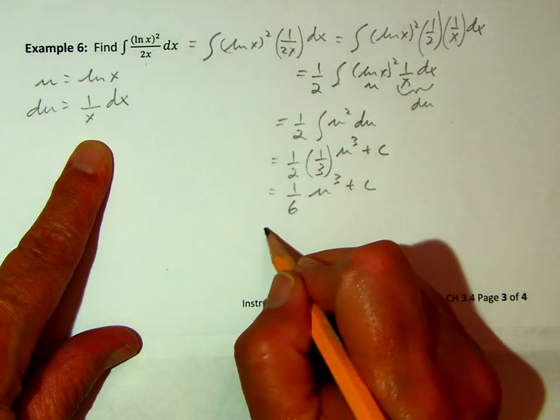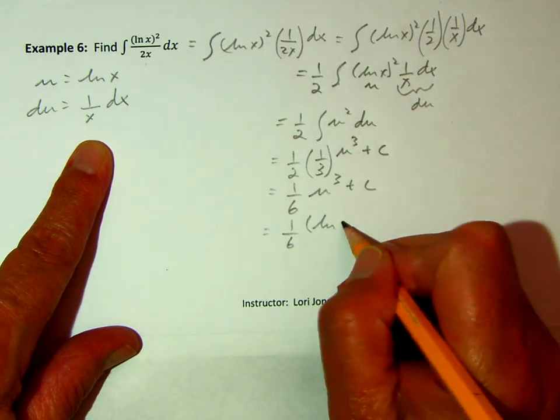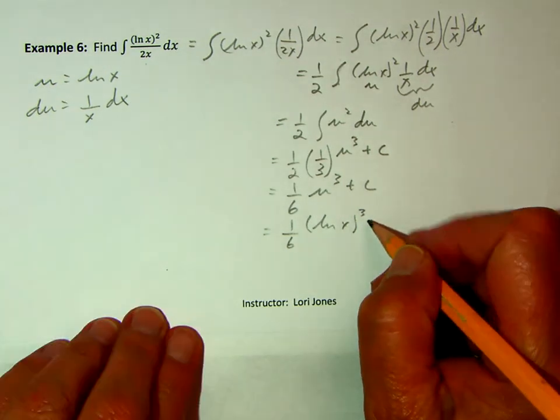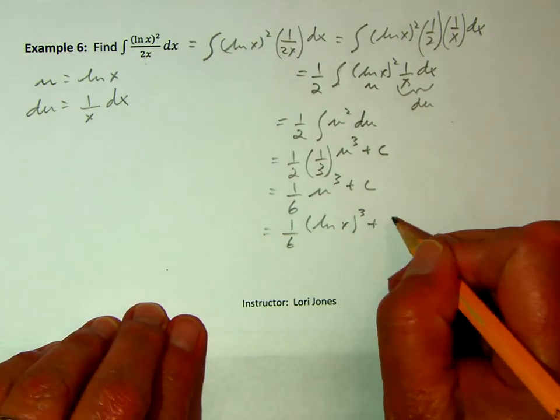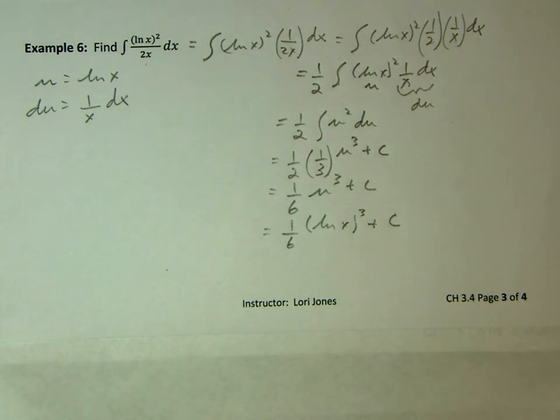Sub in for the u. That would be 1/6 times the quantity ln x cubed plus c. Let's do some more examples.